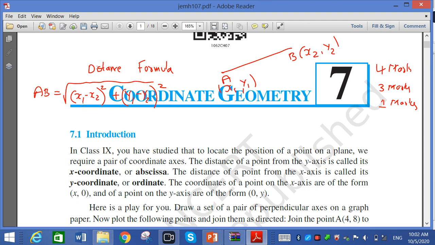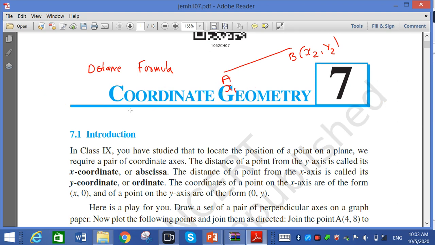So again AB is equal to under root x1 minus x2 whole to square plus y1 minus y2 whole to square. It is the distance formula. Often they also write distance AB is equal to the same, under root x1 minus x2 whole to square plus y1 minus y2 whole to square.